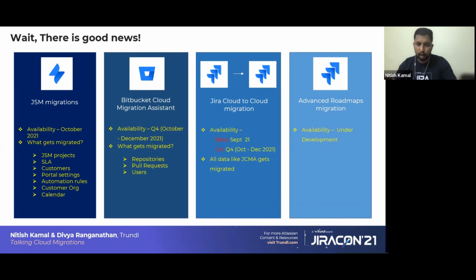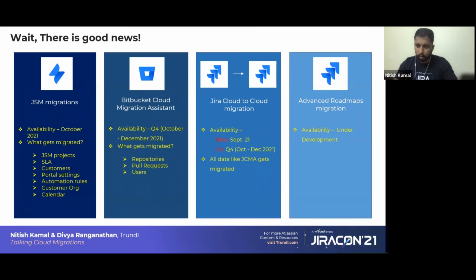And we also have the Jira Cloud to Cloud Migration tool, which they're beta testing, and that would be done sometime in the next quarter or this quarter itself. Then we have the advanced roadmaps migration option. This is specific to portfolios, the older version of advanced roadmaps.